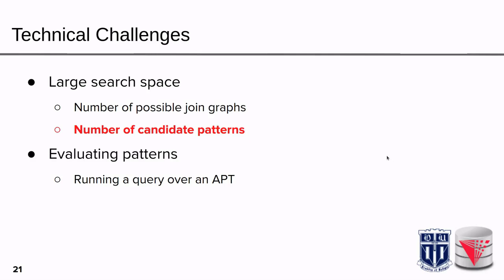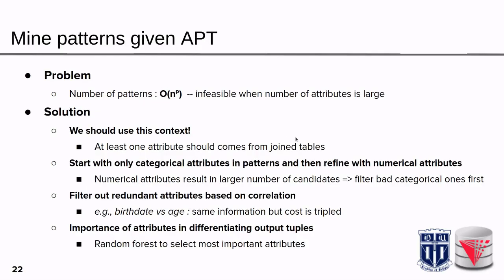For the second technical challenge of the search space, we focus on the candidate patterns. We observed that given the size of the APT and the number of attributes, the number of possible candidate patterns is exponential in the number of attributes. Exhaustively enumerating all possible patterns is infeasible in practice. Thus, we propose the following pruning strategies.